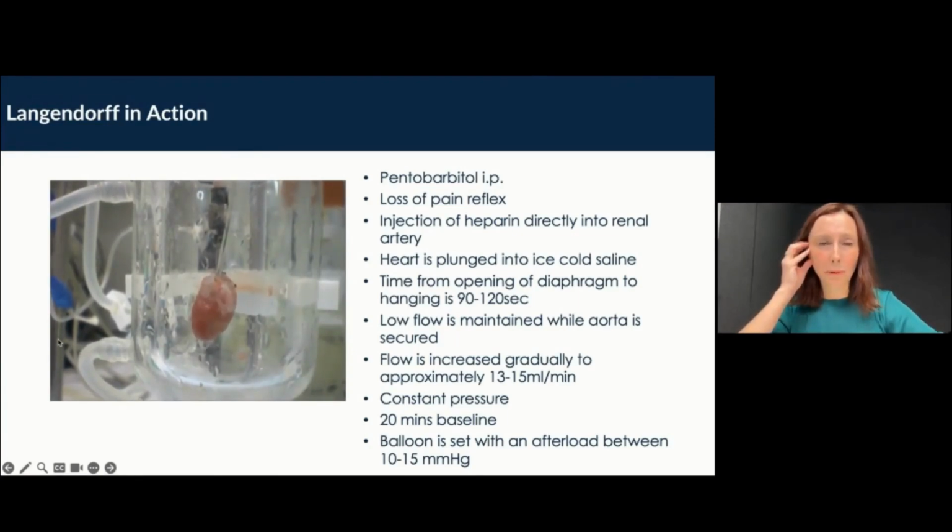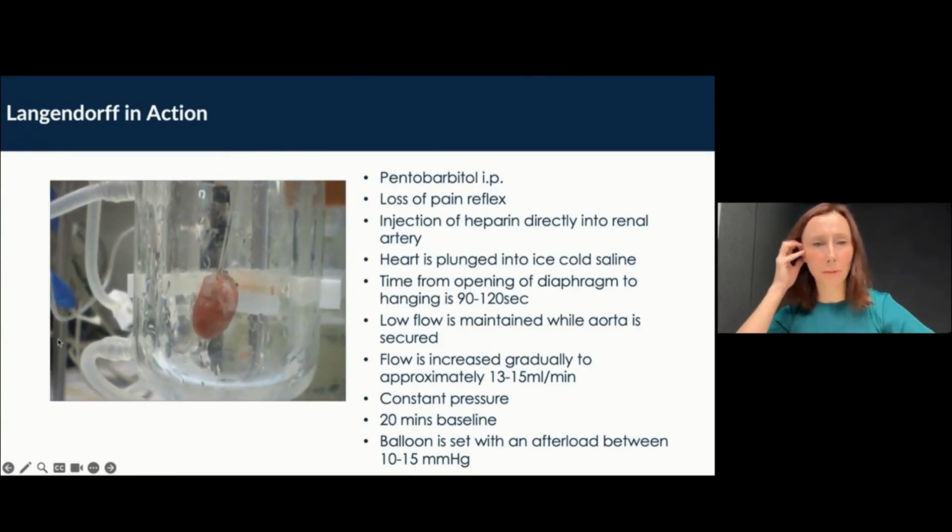Here's a quick, brief run sheet of how we do our Langendorff experiments. We start with a pentobarbital injection that's given intraperitoneally. We are looking for a loss of pain reflex before we start our surgical approach. The first thing we do is open up the abdominal cavity and identify our renal artery. And we deliver heparin directly into that renal artery, so that we minimize our risk of blood clots that could impact the cardiac function as we progress to our ex vivo perfusion.